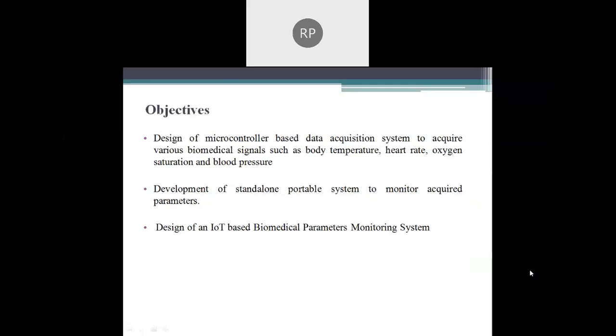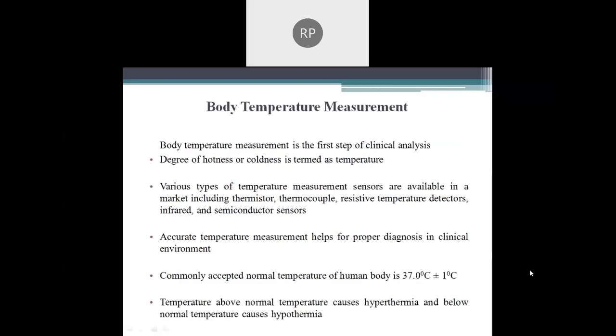The main objective of my topic is the design of a microcontroller-based data acquisition system to acquire various biomedical signals such as body temperature, heart rate, oxygen saturation, and blood pressure. Development of a standalone portable system to monitor the acquired parameters, and finally the design of an IoT-based biomedical parameter monitoring system.